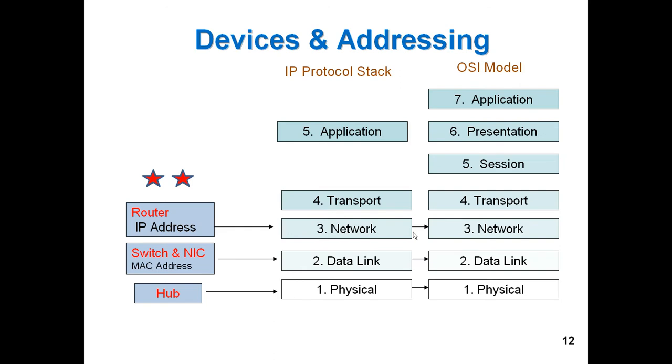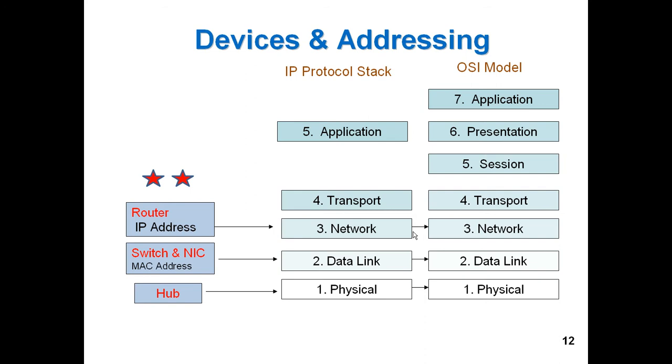Now, when we talk about device addressing, let's just review where this fits in terms of our IP protocol stack and our OSI model. Our layer 4, our transport layer, this is where our software ports get designated. Our layer 3, our network layer, this is where our IP addresses are. Our layer 2 is where our MAC addresses are. And the bits, the ones and zeros, go out on the physical layer.